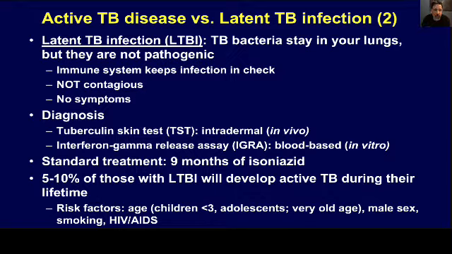And then it can be treated, and that's 9 months of isoniazid. It's important to do that treatment because 5 to 10% of people with latent TB infection can go on to develop active TB during their lifetime. And certain people are at higher risk than others. Certain risk factors include age, very young age but also very old age, male sex, smoking, and HIV infection.